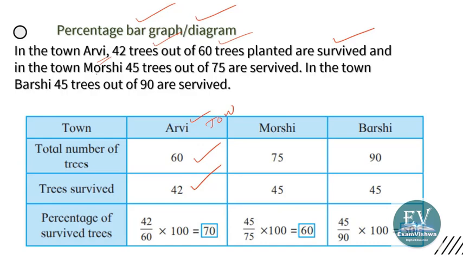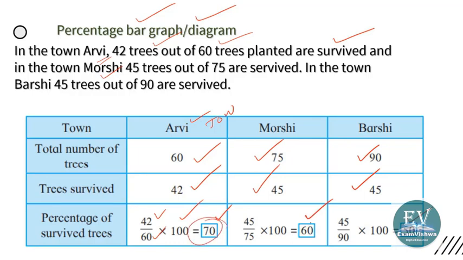Then in Morshi, 45 survived out of 75 trees. 75 is the plantation, 45 survived. Understood? In the town Barshi, total trees 90, only 45 survive, 50%. So we can convert that into percentage. 42 out of 60, and आपका marks जैसे percentage में convert करते. This is 70%, this is 60%, this is 50%.